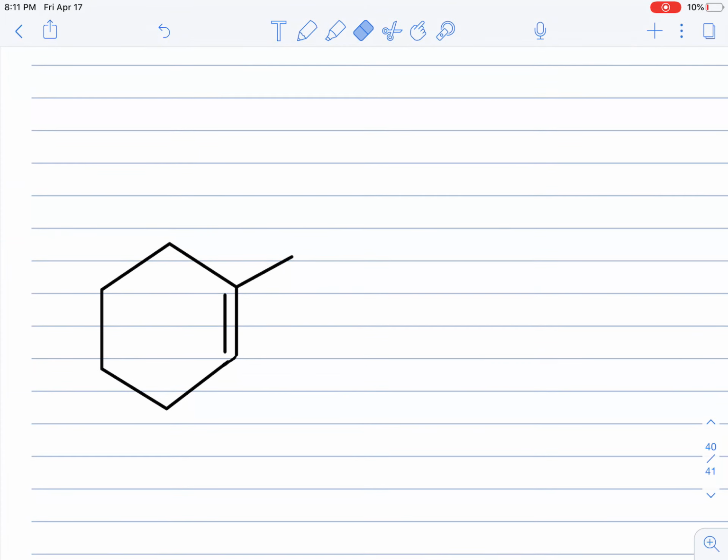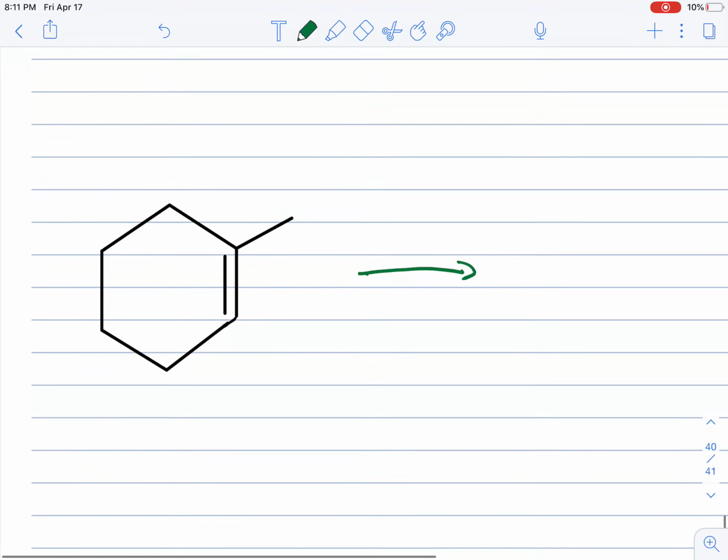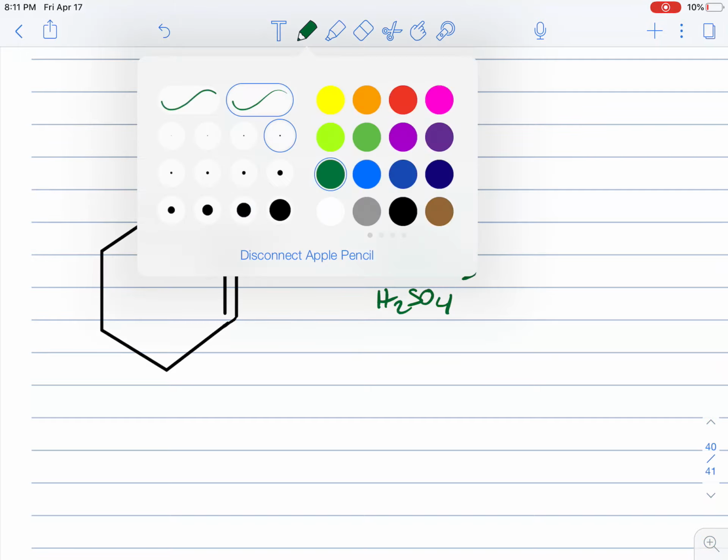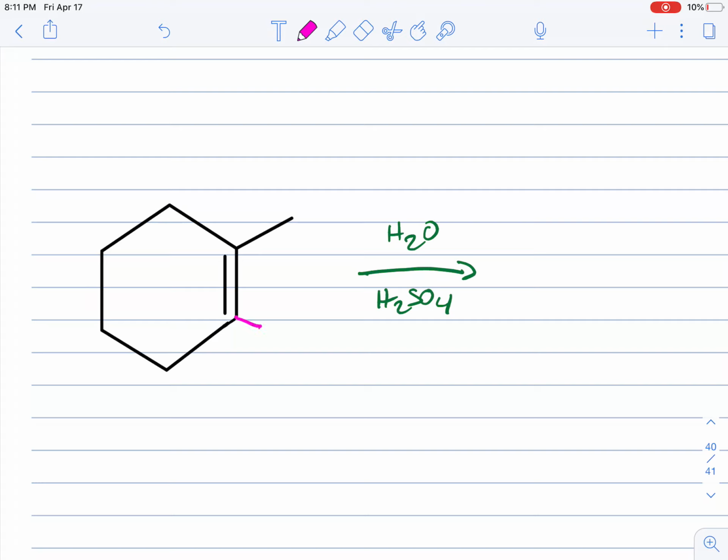So hopefully you guys are understanding the pattern. So let's go ahead and do it again. Here we have a water molecule, and we have H2SO4 as our catalyst, so our solution is very acidic. We only have one double bond this time, and so I'm going to go ahead and draw in all of my hydrogens. So I have one hydrogen here. I have no hydrogens there, just because it already has 4 covalent bonds.